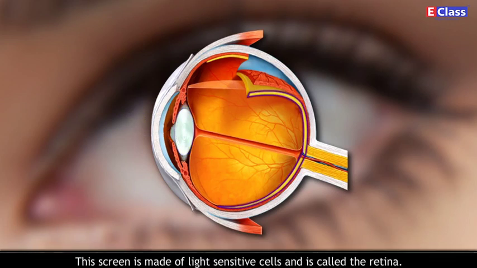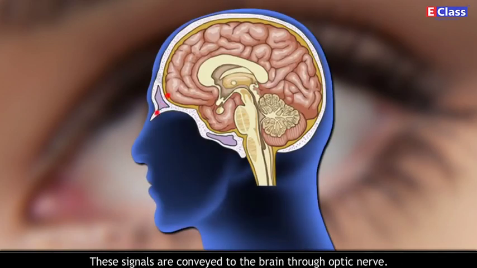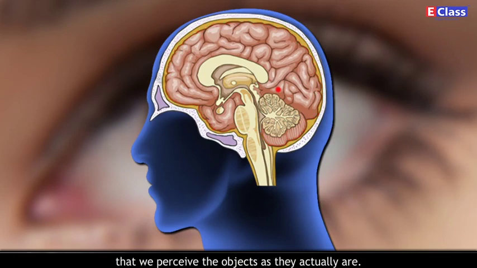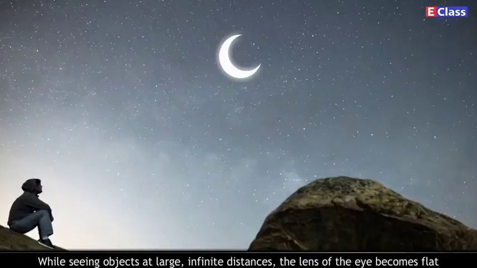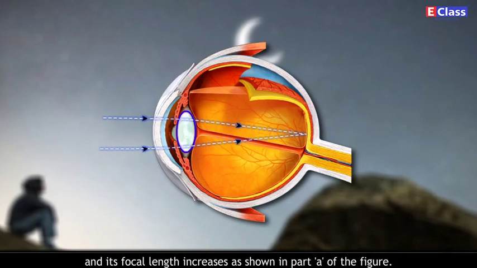This screen is made of light-sensitive cells and is called the retina. These cells get excited when light falls on them and generate electric signals. These signals are conveyed to the brain through optic nerve. Later, the brain analyzes these signals and converts them in such a way that we perceive the objects as they actually are.